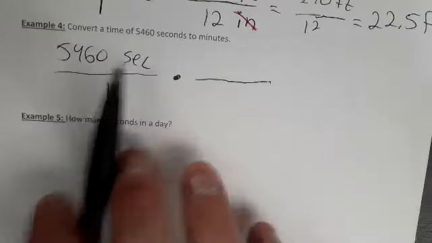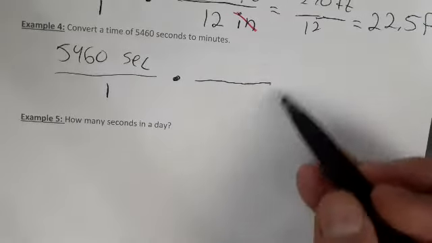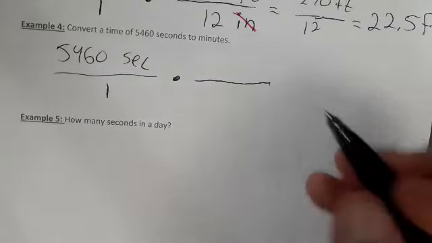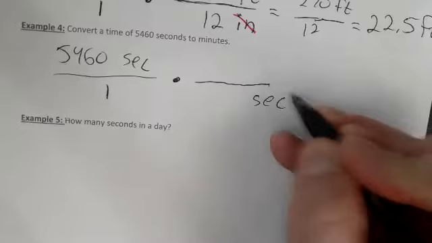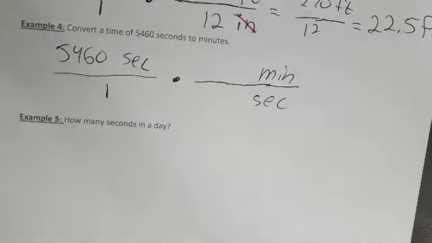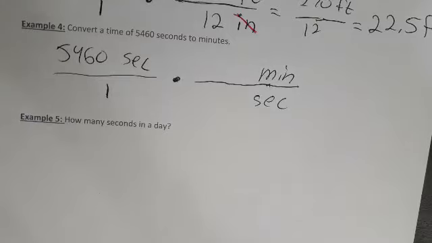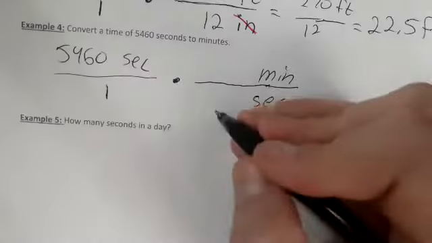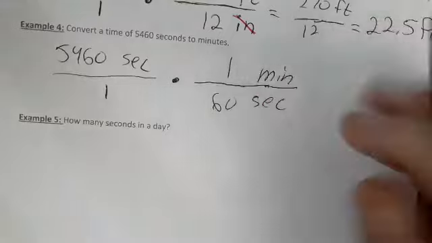So if I get rid of the seconds and want to write it over here, I want to write the seconds on bottom. So if I write seconds on bottom, I have to write the other thing I'm converting to, which is the minutes, on top. And I know there are 60 seconds in 1 minute.